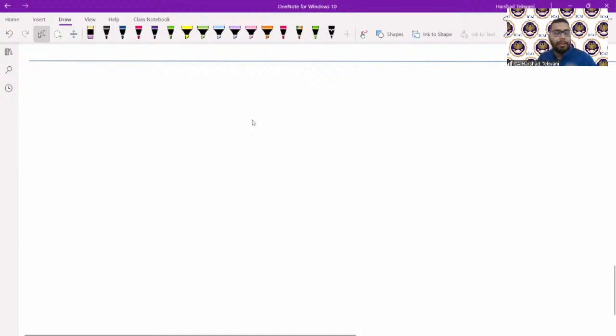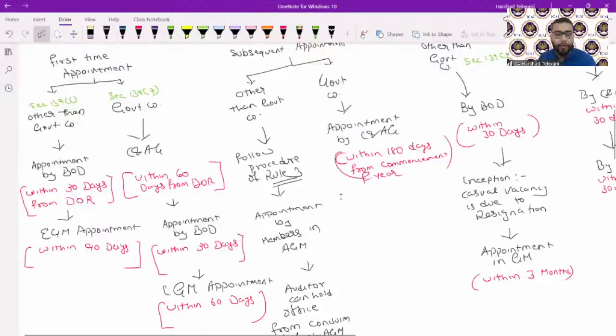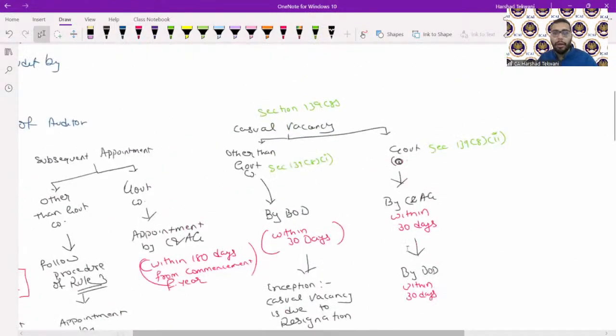Just a quick recap. Until last lecture, we were discussing section 139. We discussed in detail section 139 of the Companies Act, which was related to appointment of a statutory auditor. We discussed a rule also in that case, Rule 5 for the rotation. We discussed to which class of companies the rotation is applicable.